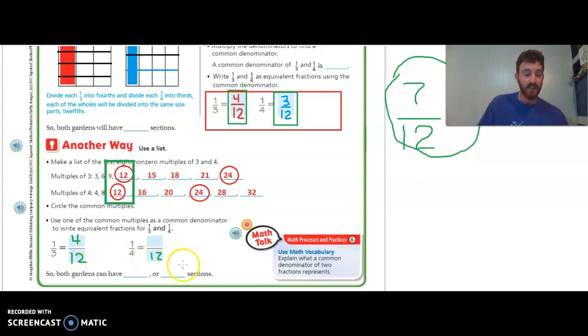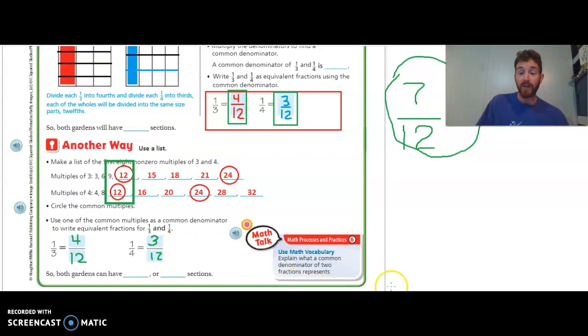It stays an equal amount. If I go from 4 to 12, 4 times 3 would be 12. And so I have to do the same to the top. 1 times 3 to change my numerator would be 3. Okay, so there we have that. So you notice we're doing the same thing as what we did up here. It's just a different way, kind of using the number lists.